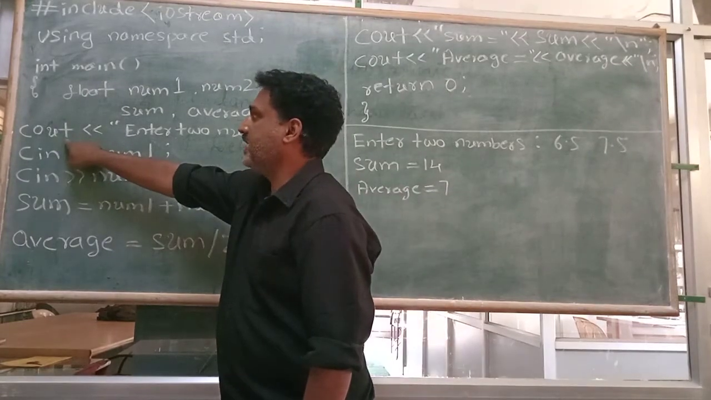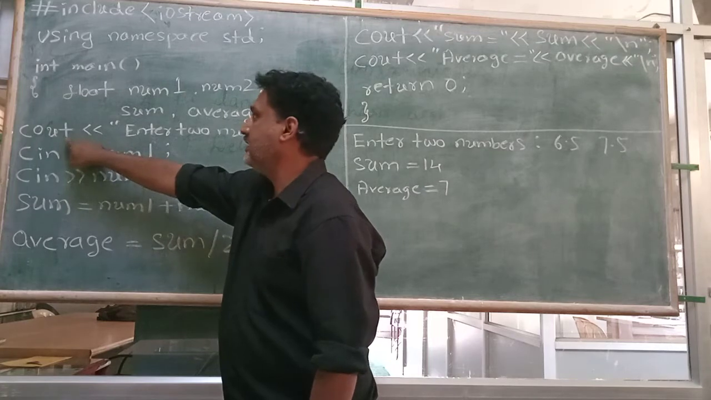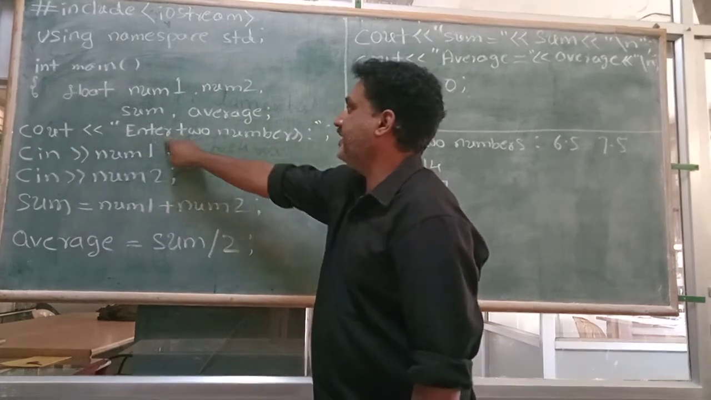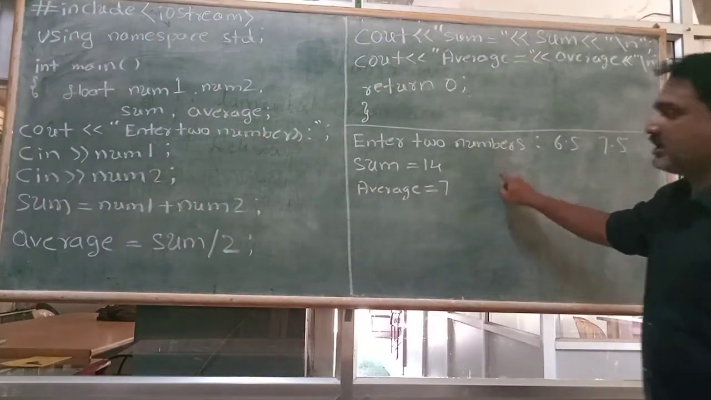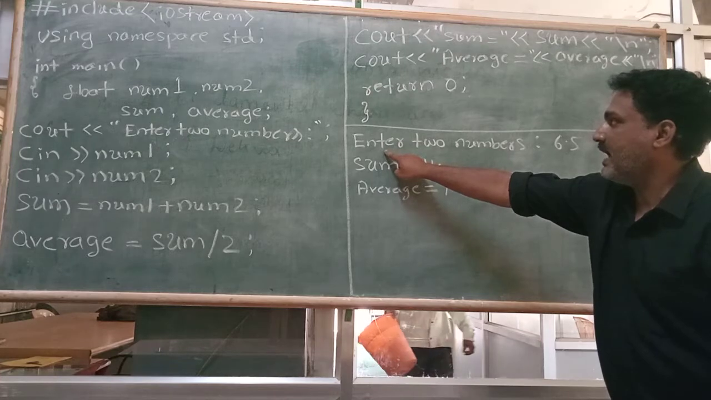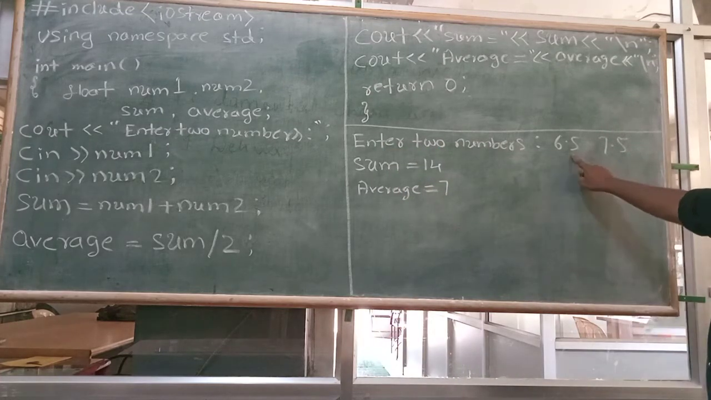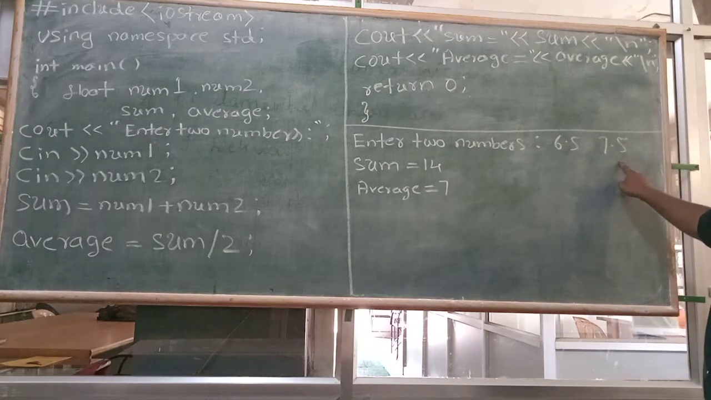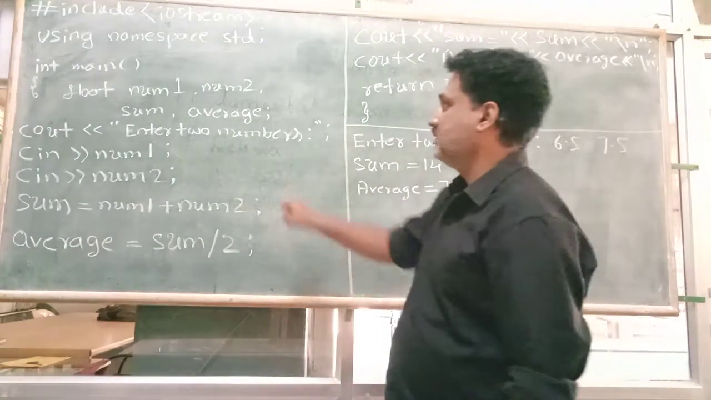Here we have used the cout statement for printing this statement. Enter 2 numbers. This is the output of this program. Here you can see it has printed, enter 2 numbers. We are giving 6.5 and 7.5 as the 2 numbers.